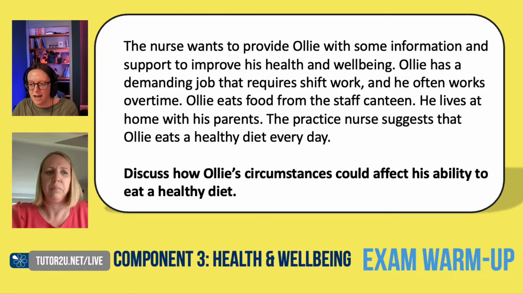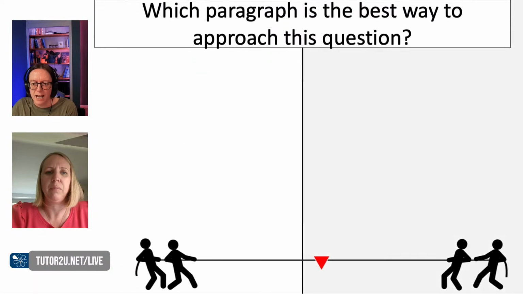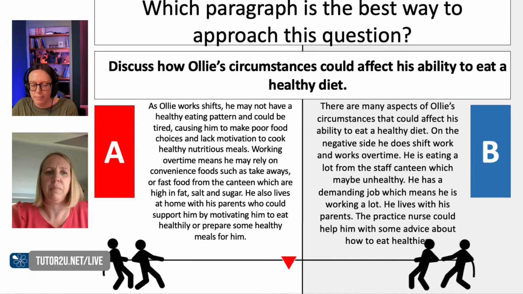Now, remember, we need to have a balanced discussion, so we need to look at positives and negatives, okay? So just take a moment to have a look at that. What's going to support him or help him to eat a healthy diet, and what's going to prevent him or get in the way or make it harder for him, okay? So try and think of a couple of points for each side. And then we're going to show you 2 student paragraphs, and we want to know which is the best one, okay? So we have student A and student B.